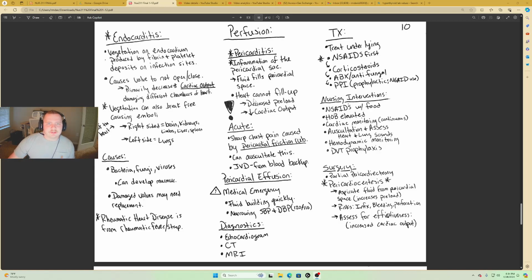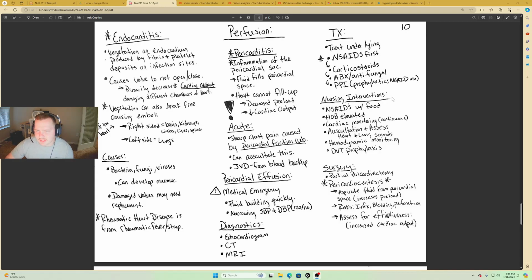Some diagnostics you can run to diagnose pericarditis: echocardiogram, CT, MRI. Treatment would be treat the underlying cause. You can actually give NSAIDs first, and then corticosteroids, and then antibiotics once you figure out exactly what's happening here, or an antifungal. And then you also want to give them a proton pump inhibitor because of the NSAID use.